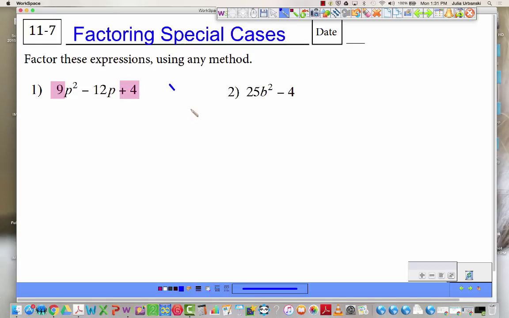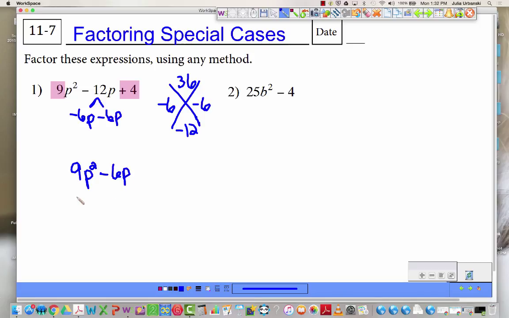So up on the top, we're still going to have 9 times 4 is 36, and on the bottom, we're going to have a negative 12. So to think of the two numbers that can do that, it's going to be negative 6 and negative 6. Negative 6 times negative 6 is 36. Negative 6 plus negative 6 is negative 12. So we split the middle up and we get negative 6p and negative 6p. We go with 9p squared minus 6p and negative 6p plus 4.